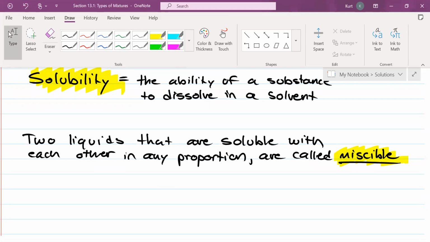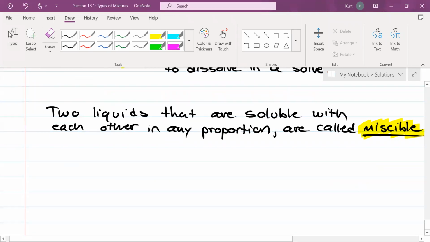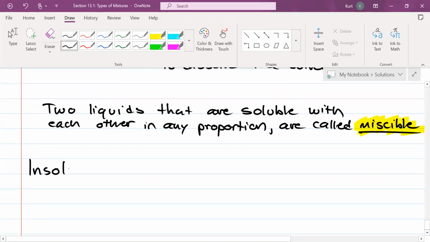Jade, is sand soluble or insoluble in water? If I took a little handful of sand, I poured it in water, I stirred it really good, would it dissolve? No. So is it soluble? No. Correct. This is where I get into insolubility, or just the word insoluble.